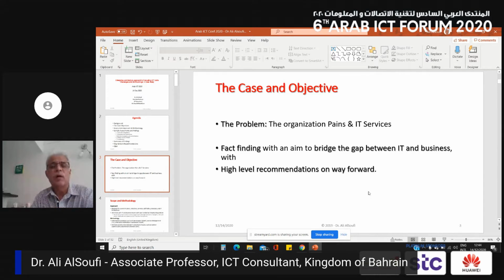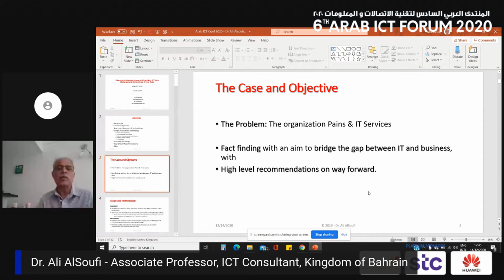You really have to look at it from different angles. Before I answer you this, I will do a fact finding to bridge the gap between the IT and the business. You need to know where you are, where you're standing. And then accordingly, just give me a month, and I will come back to you with the way forward recommendation.